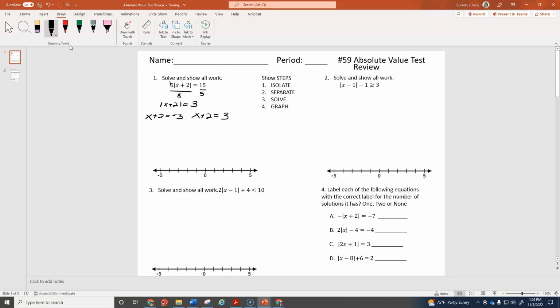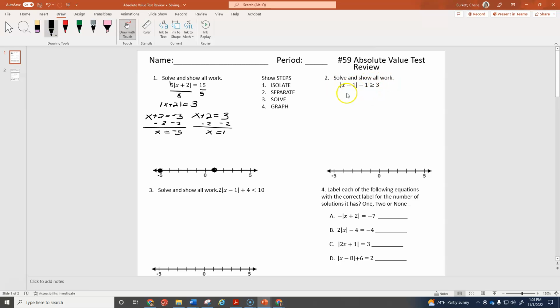Then step number 3 says to solve each one. So I'm going to solve each one of these by getting the x by itself. And the two answers that I come up with are x equal -5 and x equal +1. So I come down here and put a dot on -5, and I come over here and put a dot on +1. There we go.